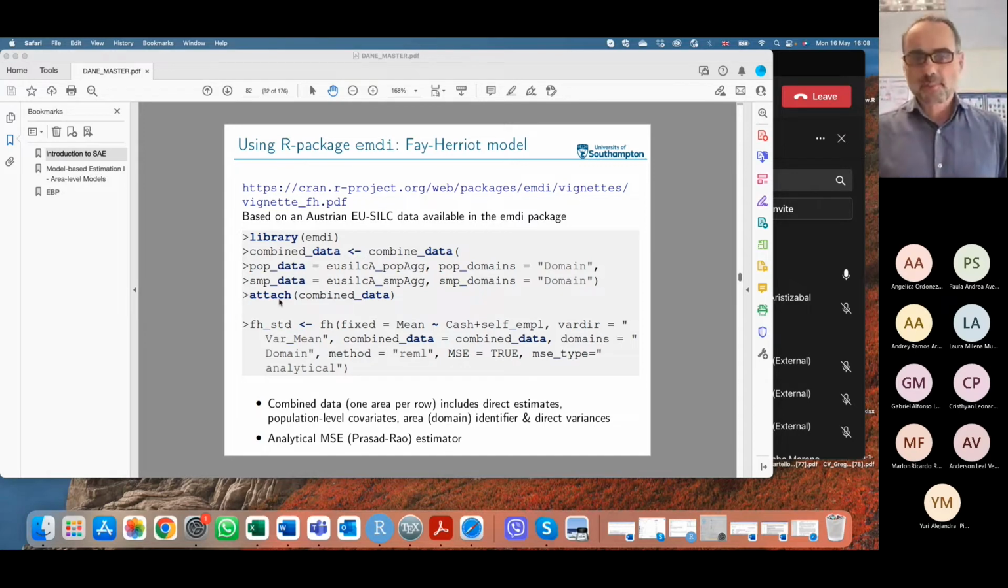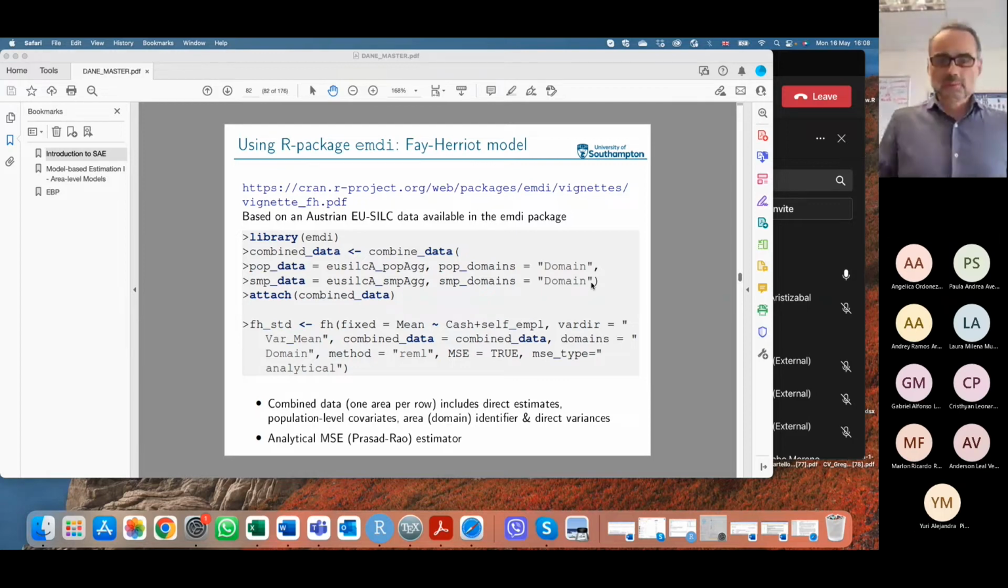You have also sample data, and the sample data will include a set of direct estimates and also the estimated variances of the direct estimates. Both datasets will include a geographical identifier called domain. That will be, in the case of DANE, the names or the numbers of the municipalities. So both datasets will have to be mapped, merged, using these domain identifiers.